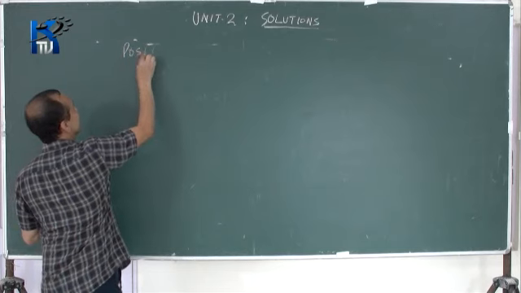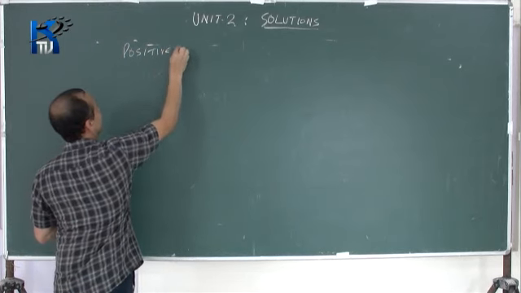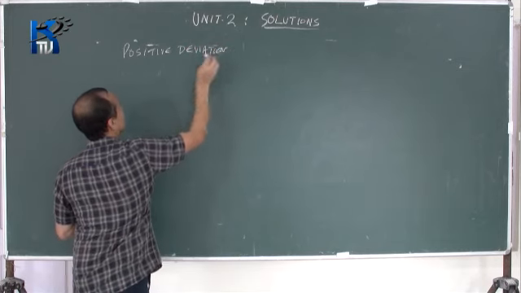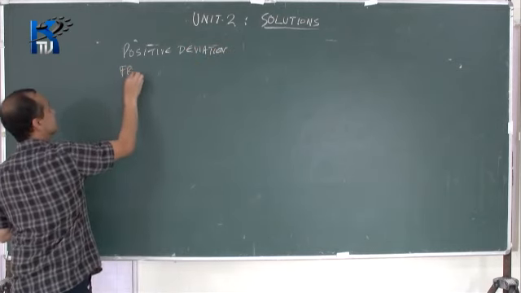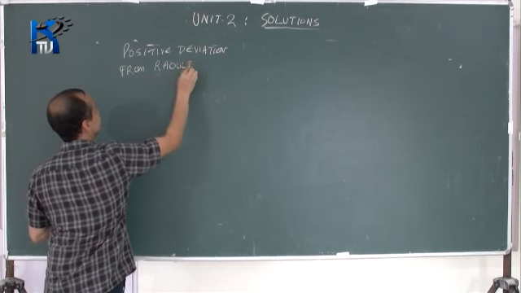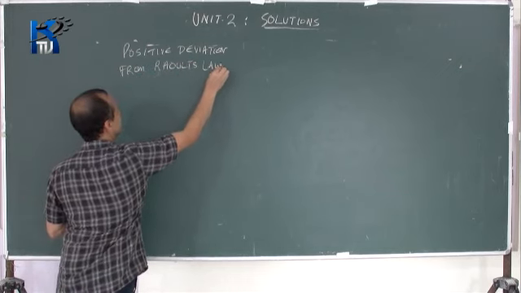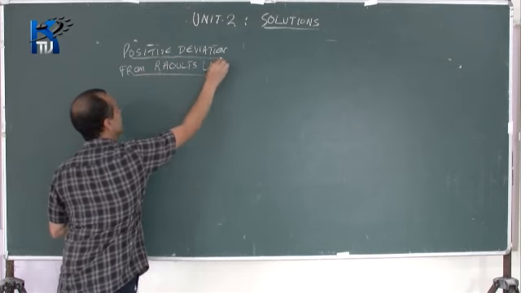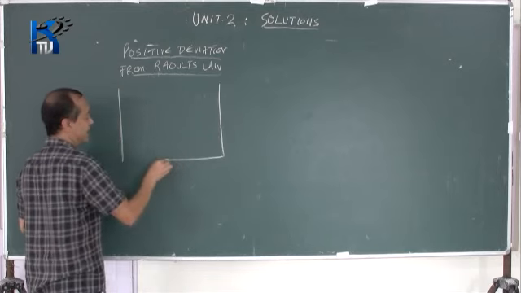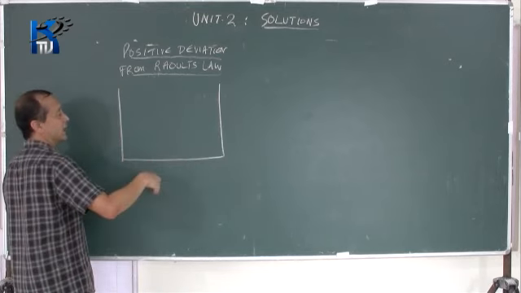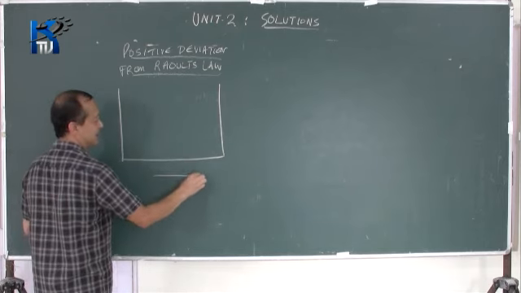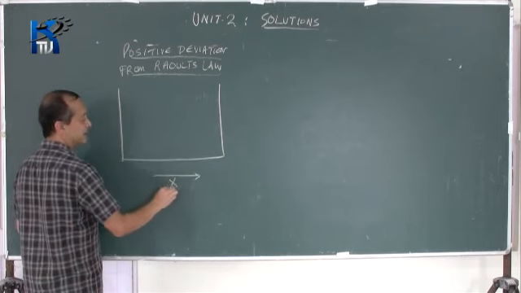Positive deviation from Raoult's law. So this is the graph. We can explain this just with the help of a graph. This is a graph having two y-axes and one x-axis. The x-axis represents the mole fraction.